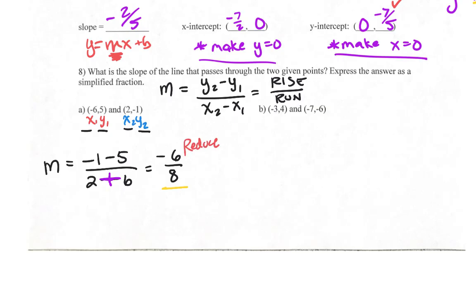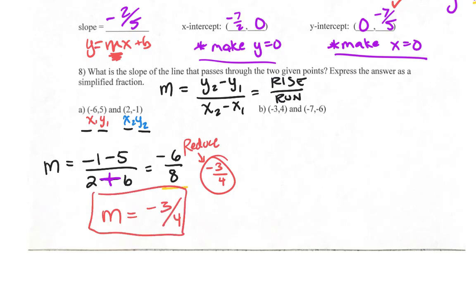And we would reduce it by dividing what goes into 6, what goes into 8. 2 goes into both of those numbers. So divide them both by 2, and you get -3/4. So our slope, m equals -3/4.